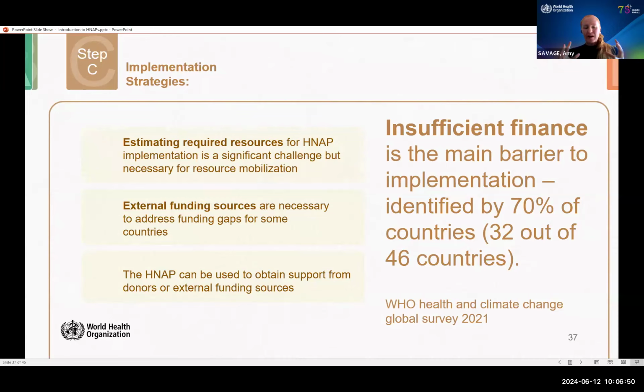So it's important as part of the HNAP to estimate what the resources are. Financial resources, yes, also human resources, to understand what is needed for implementation. And then using the HNAP to access external funding sources, which will be a necessity for many countries where domestic funds are not sufficient to implement the entire Health National Adaptation Plan. So external funding sources like the GCF, the GEF, the Adaptation Fund can fill some of those funding gaps. And the HNAP can be used as a platform or as the main plan for accessing funding from donors and external funding sources.